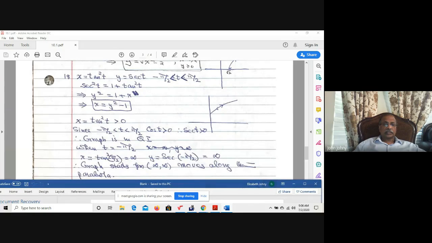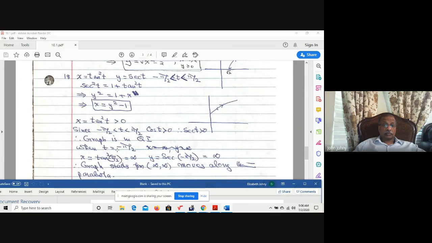x is tan square t, that is greater than or equal to 0. Since negative pi over 2 is less than t less than pi over 2, cos t is positive, and therefore secant t is positive, because this is either in first quadrant or fourth quadrant. So secant t is positive, which means x is nonnegative and y is positive. And so the graph is in the first quadrant.